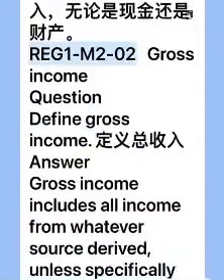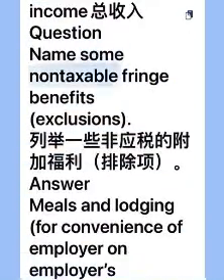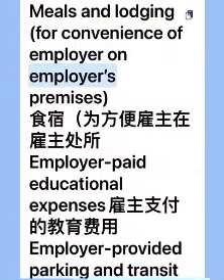Reg 1M2-02. Gross income. Question: Define gross income. Answer: Gross income includes all income from whatever source derived, unless specifically excluded. Reg 1M2-03. Gross income. Question: Name some non-taxable fringe benefit exclusions. Answer: Meals and lodging, for convenience of employer on employer's premises.